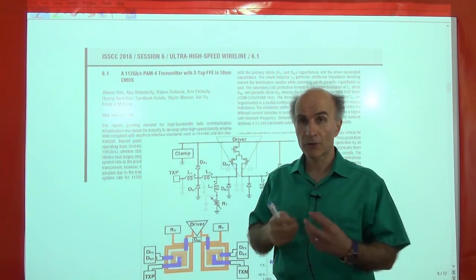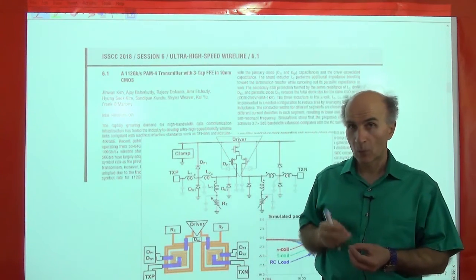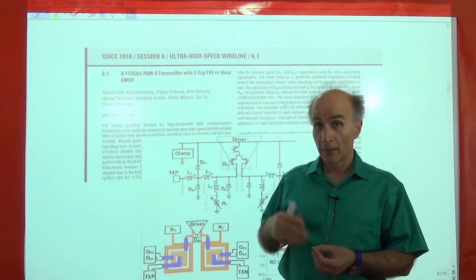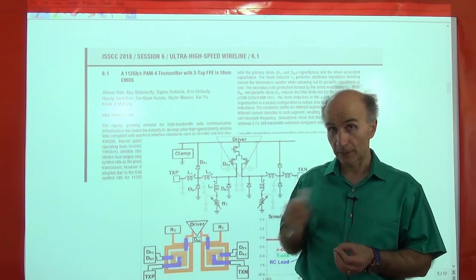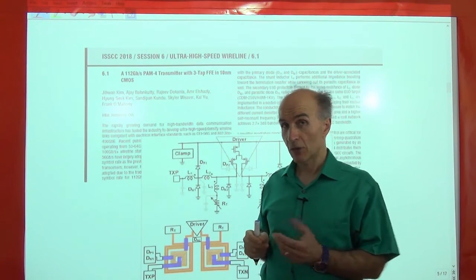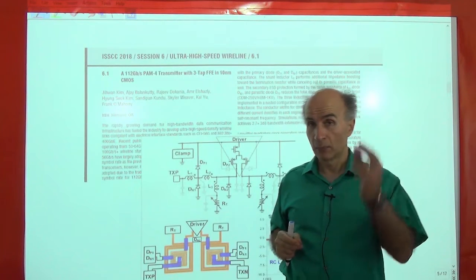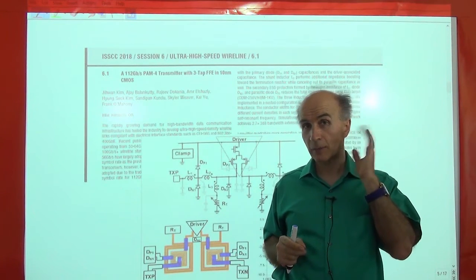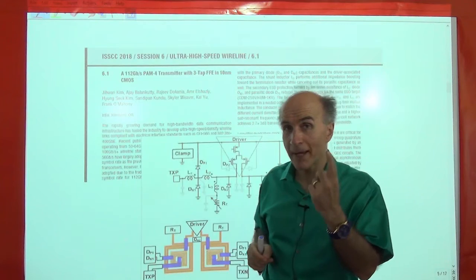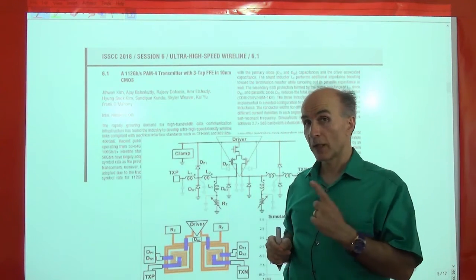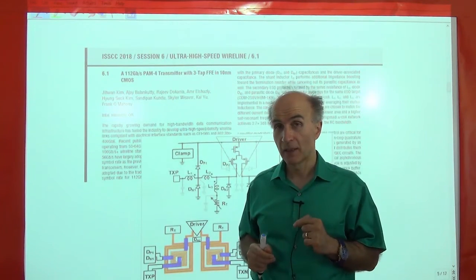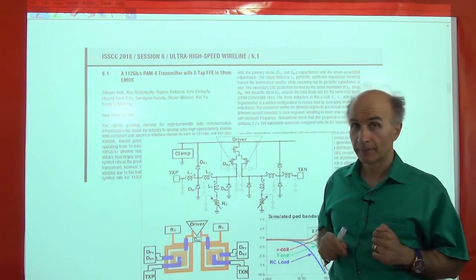So this means that this transmitter can transmit 112 billion bits per second, right? It's a very high data rate. Just to give you an idea, in Bluetooth, the data rate that we can support is about 1 megabit per second, right? This is 112 gigabits per second. So it's a very high data rate.